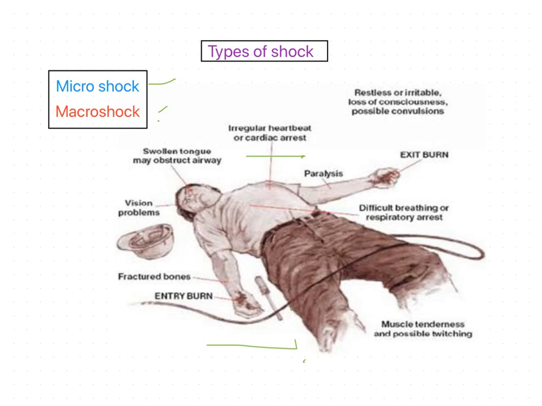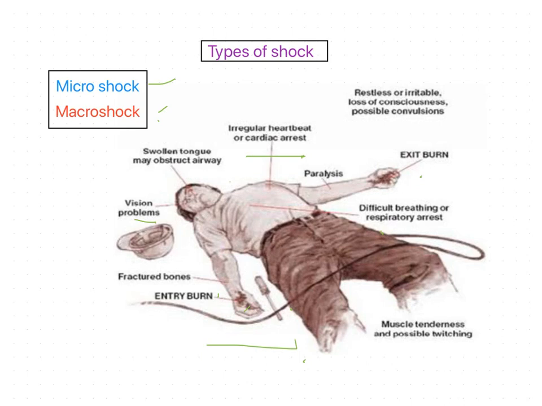Normally, among the other features, we can see the person exhibits vision problems, and after such a fall the tongue may be swollen and this may obstruct the airway. We already know that by falling, the bones may be fractured. The person may also have respiratory problems and experience burns, an entry burn and an exit burn.